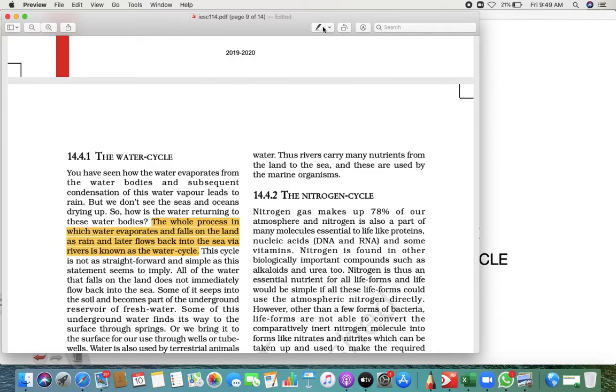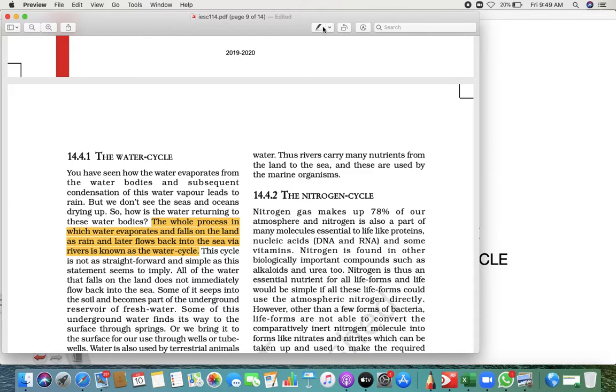So how does a water cycle work? It's like the water evaporates, it goes to the air, right? The cloud forms and the rain happens, and the water again comes back to the sea. So most of the evaporation happens in the sea. Understand this small thing: most of the evaporation happens in the sea.